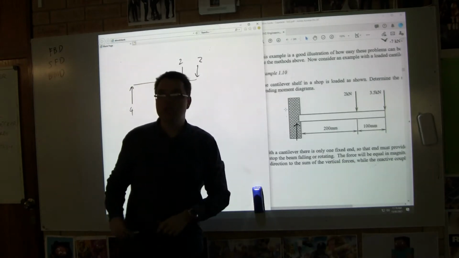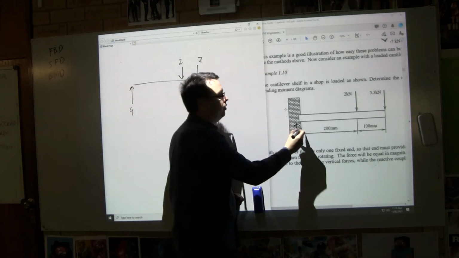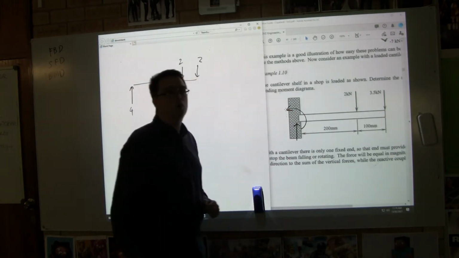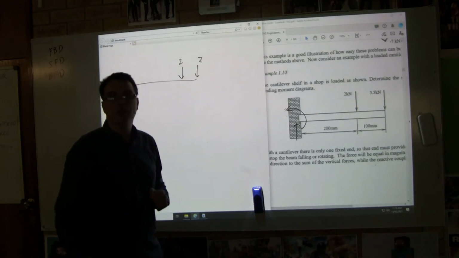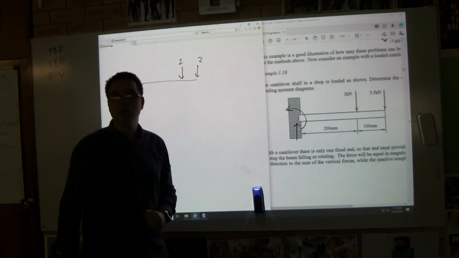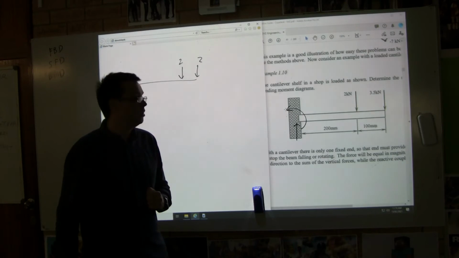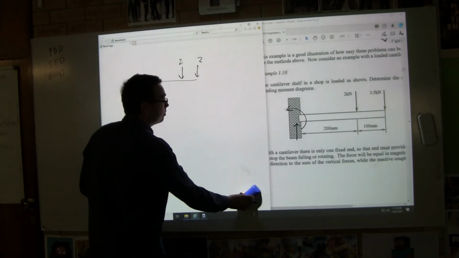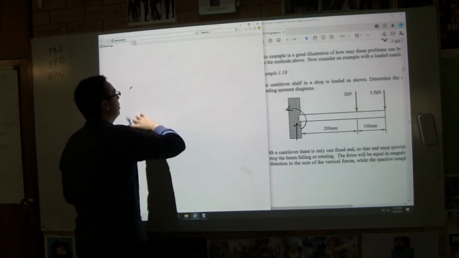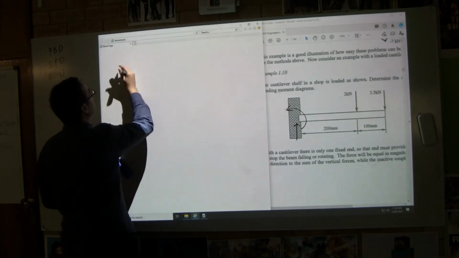So the fixed reaction can also have a moment that balances this force, and that's something we're going to look at in this diagram. Okay, our diagram was pretty close to that. So let's have a look at our free body diagram.